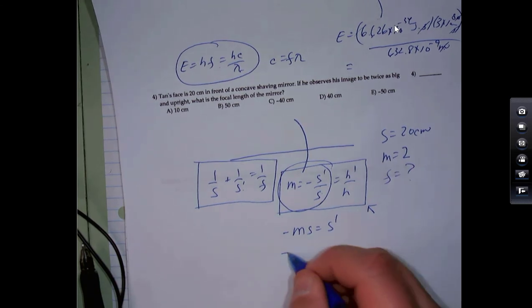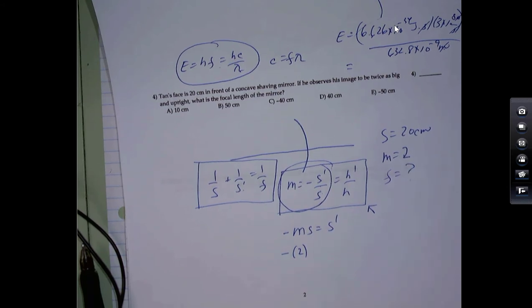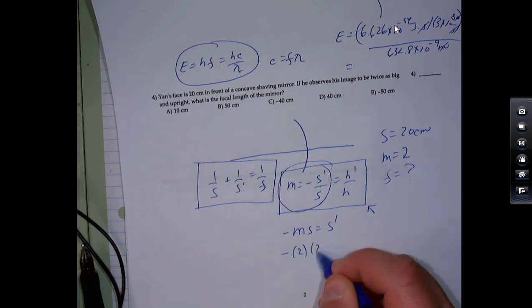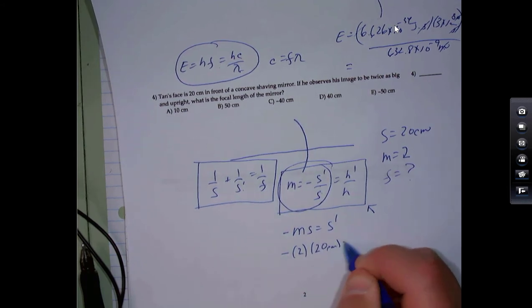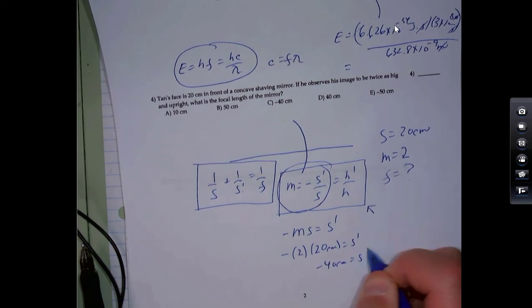So minus 2, that's what m is. They tell you that in the problem, the magnification. Now don't be confused. m with geometric optics means the magnification. We did the first problem, the diffraction grating. That was the order of the bright spots we were talking about. Okay, and then s is given in the problem as 20 centimeters. Okay, so s prime turns out to be minus 40 centimeters then.